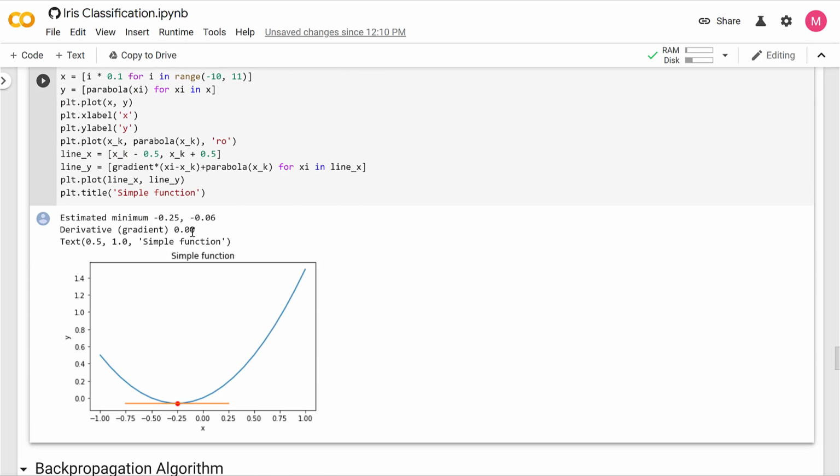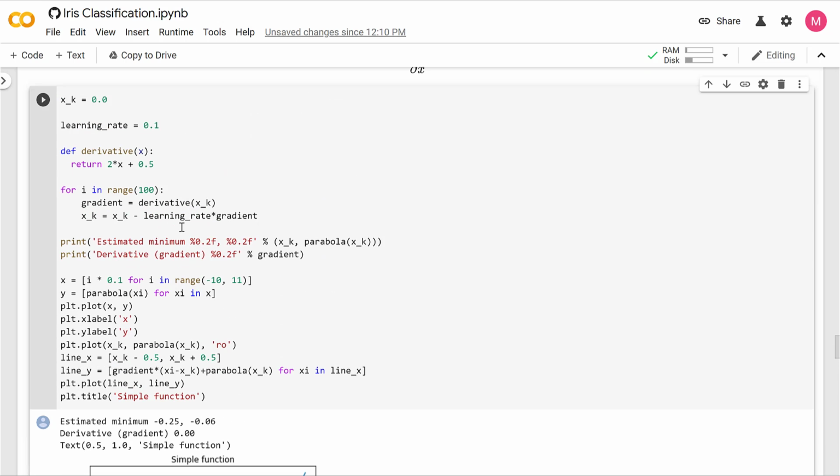And there it looks like we did get to the minimum. And you notice the gradient is 0, so there's nowhere to go from there. There will be no more adjustment made to this xk because the gradient is 0. Even if we iterate any more, it's not going to change xk. So that took 100 iterations or 100 epochs to get there. So we could get there a little bit faster if we use the larger value of the learning rate.